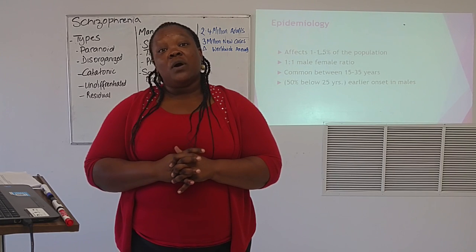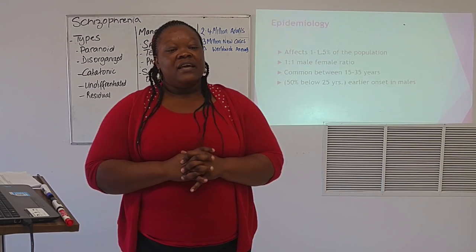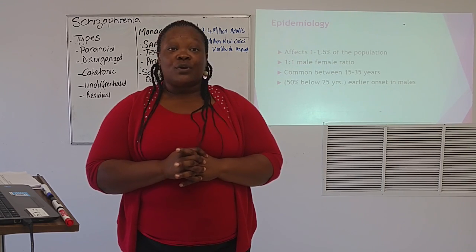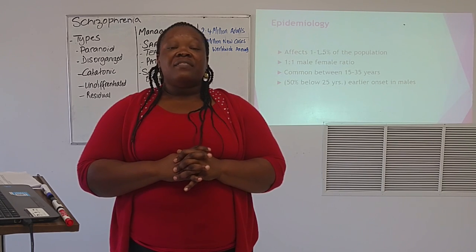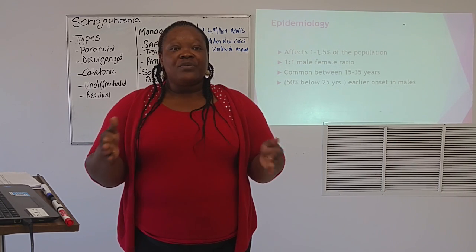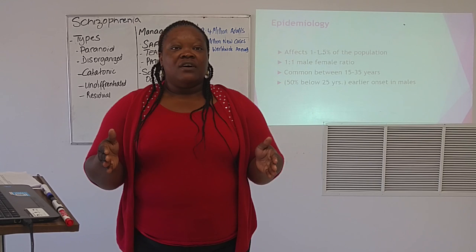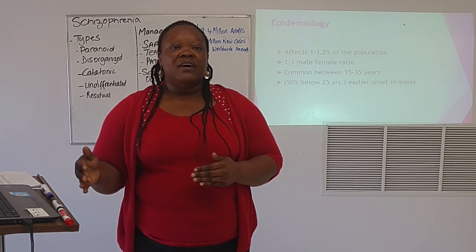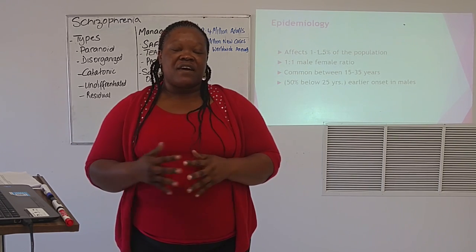the lifetime prevalence of schizophrenia is 1 to 1.5%. It's also said to be a disorder of the young, meaning that the age of onset is 15 to 35 years.